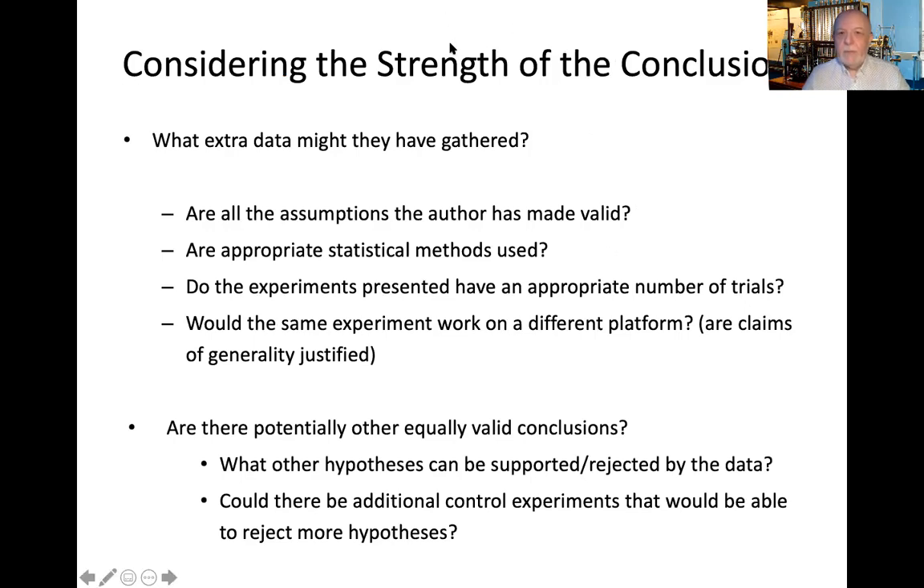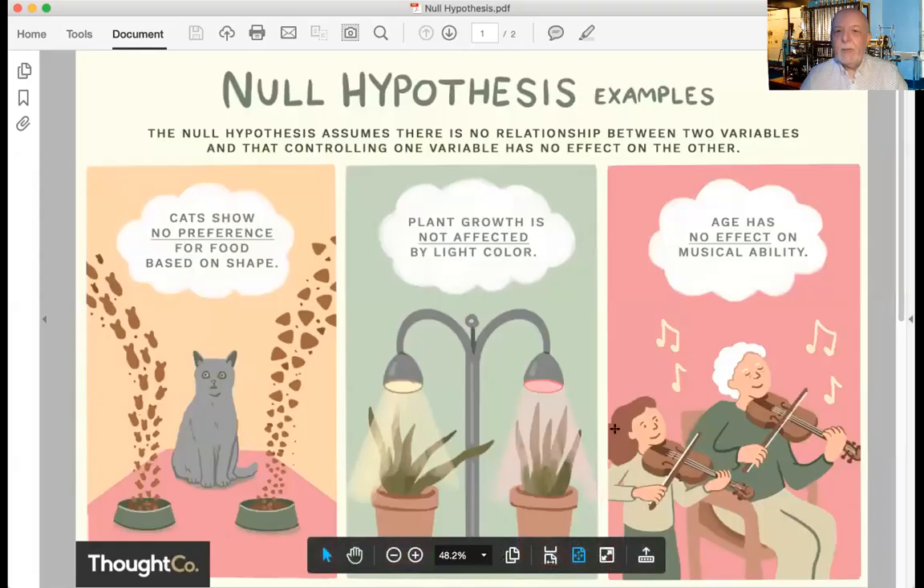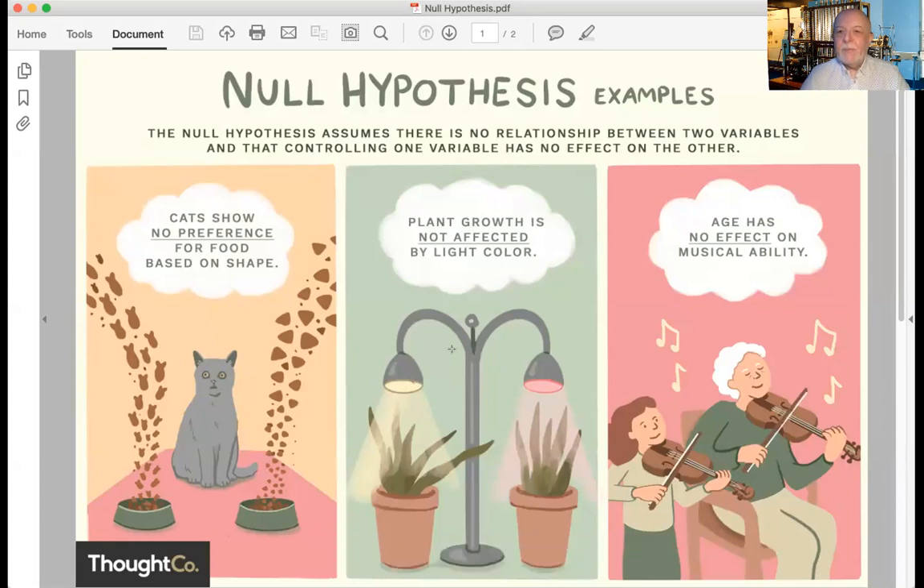So let me stop sharing this screen. And let's go and talk about hypothesis just for a short time, just as an aside, just in case you've not come across this idea of a hypothesis before, and more specifically a null hypothesis.